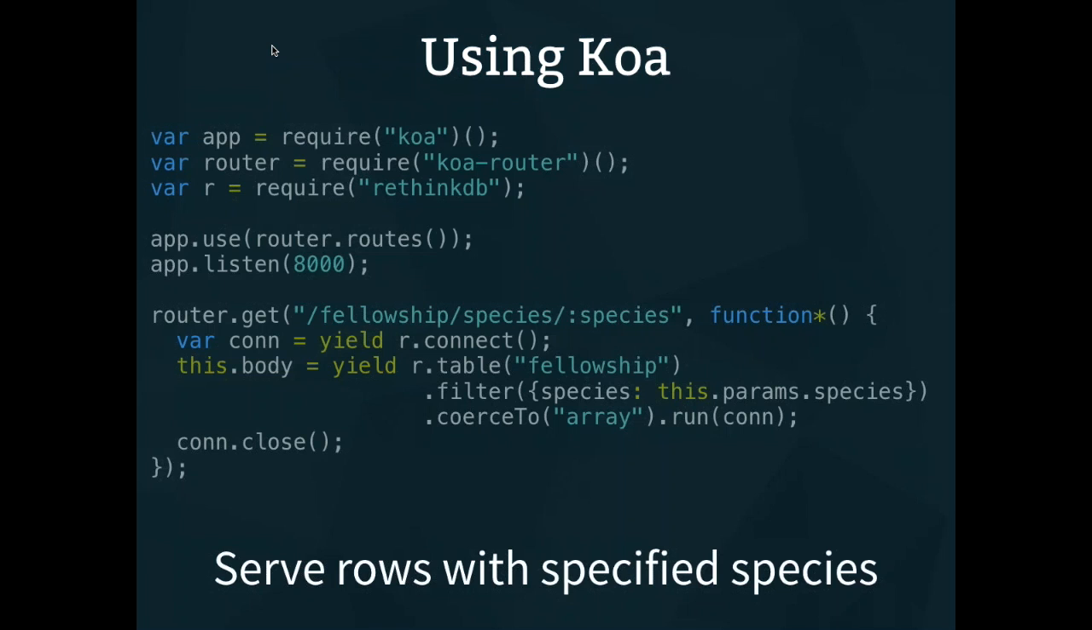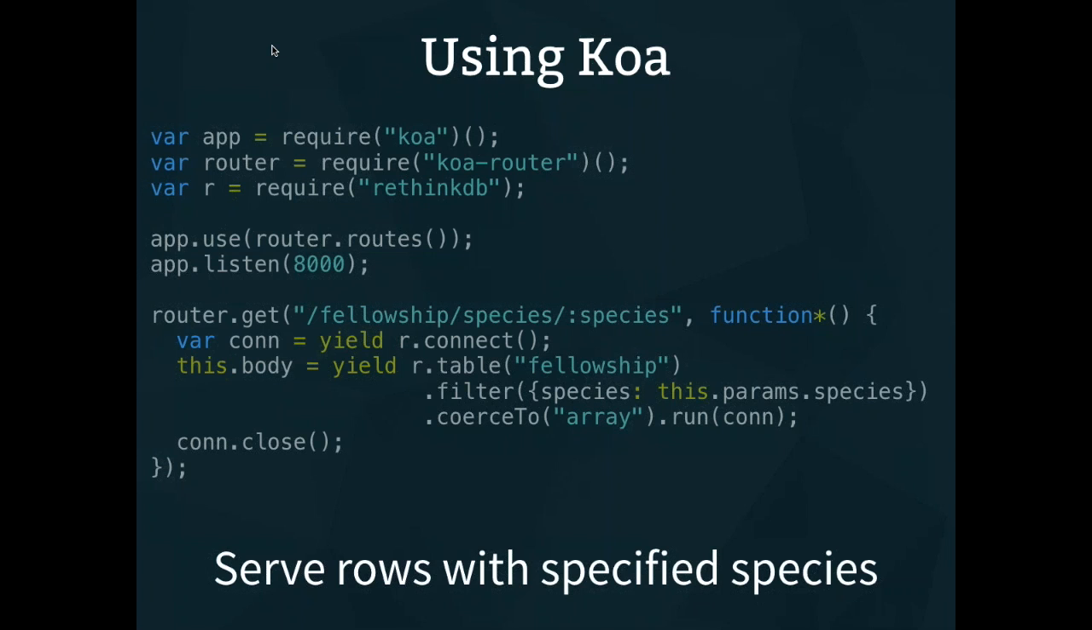So remember our fellowship table, we have a document for each member of the fellowship, and in those documents we have the species property, like our hobbits, and we can perform a filtered query that pulls out a specific species. So what this application does is it creates a URL endpoint where you can see a filtered view of the fellowship based on the species that you specify. So if you were to browse to /fellowship/species/hobbit, it would just show you the hobbits.